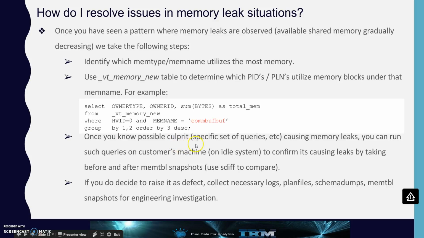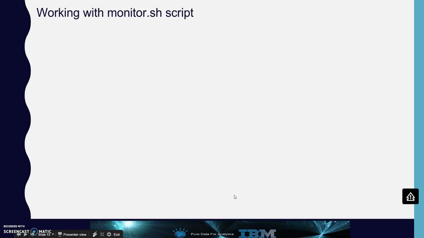Once you know the possible culprit, a specific set of queries causing memory leaks, you can run such queries on the customer's machine, of course when it's idle, to confirm it's causing the leak by taking before and after memory snapshots. We can use SDEF to compare these snapshots. If you do decide to raise it as a defect, make sure to collect the necessary logs and files, key items, and table snapshots for engineering investigation.